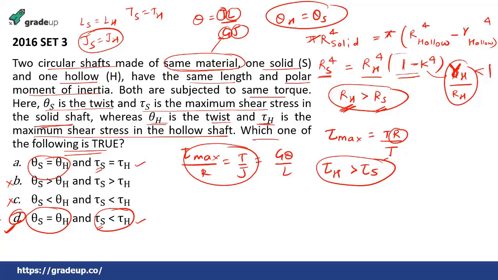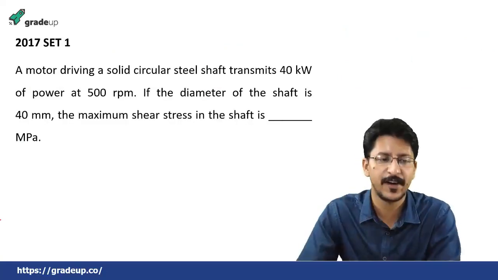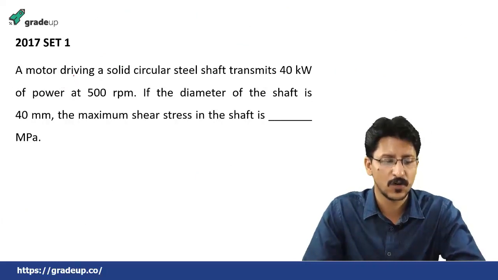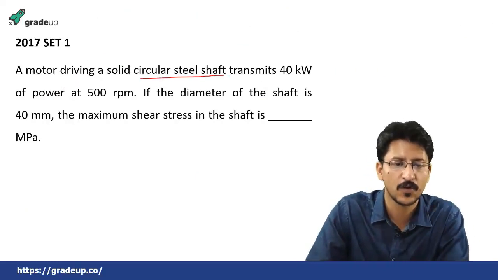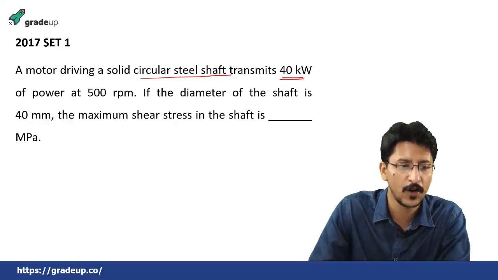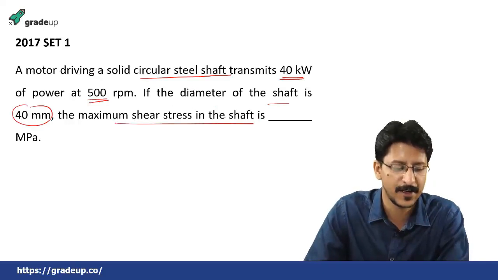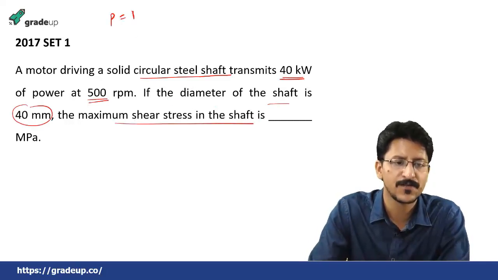Now let us see the next question. 2017 set 1. A motor driving a solid circular steel shaft transmits 40 kilowatt of power at 500 rpm. If the diameter of the shaft is 40 mm, the maximum shear stress in the shaft is... The power is 40 kilowatt, rpm is 500 rpm.